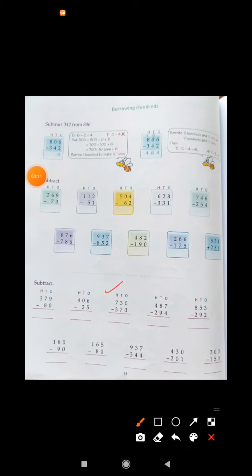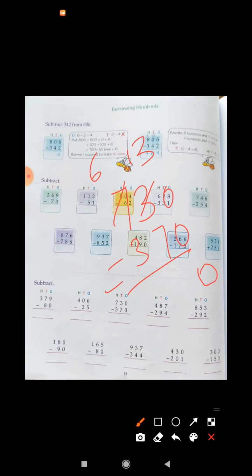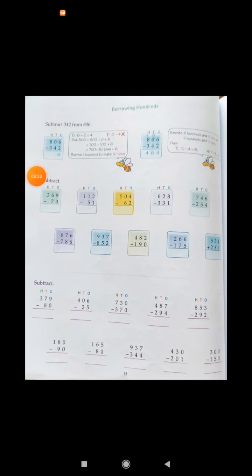Now next question, 730 minus 370. 0 minus 0 is 0, and now subtract the tens, take borrow from hundreds. Here will be 13 and here 6. 13 minus 7 is 6 and 6 minus 3 is 3. The answer is 360. Now come to next question. One more question we will do, one or two.